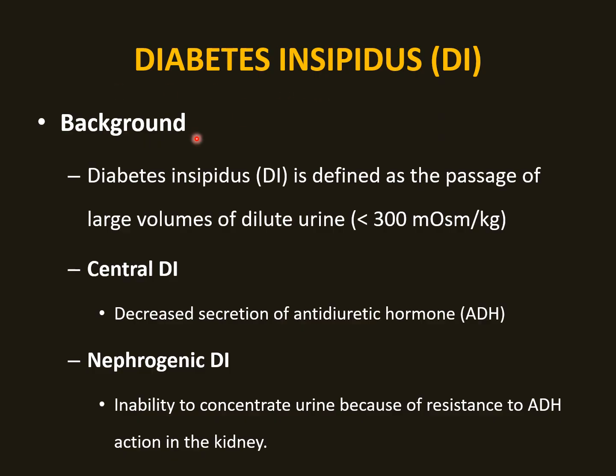Diabetes insipidus. Diabetes insipidus is the passage of a large volume of diluted urine, and the osmolarity of the urine will be less than 300. There are two types, central and nephrogenic. Central means decreased secretion of antidiuretic hormone, ADH, and in nephrogenic, they have antidiuretic hormone, but the kidney is not responding to it, so there is inability to concentrate the urine because of resistance to ADH action in the kidney.